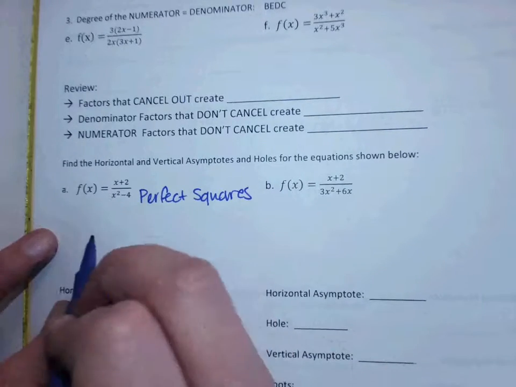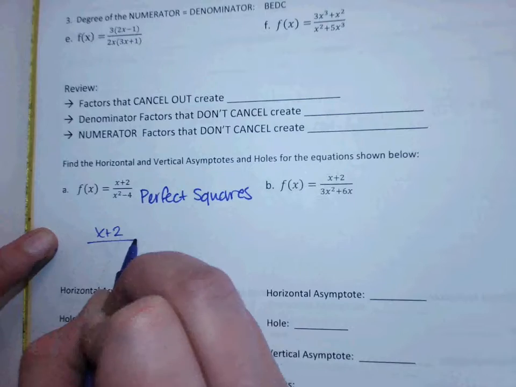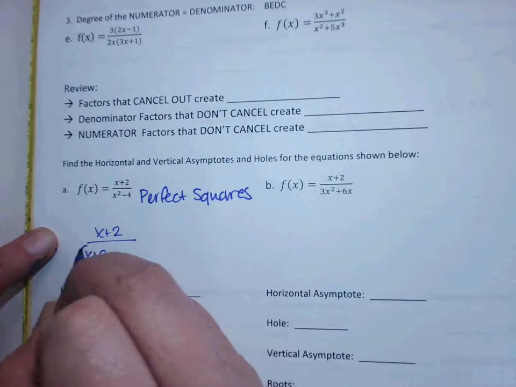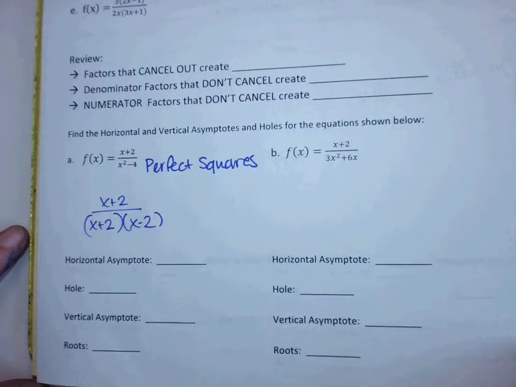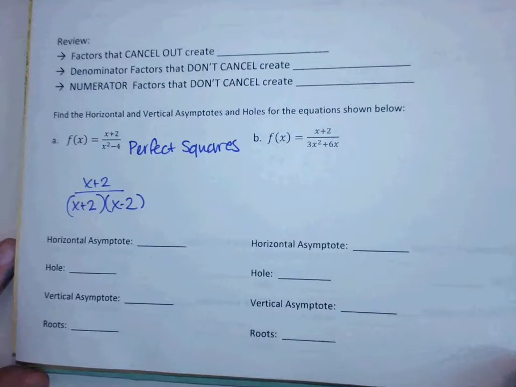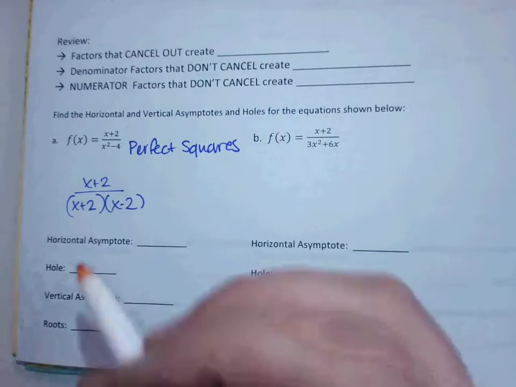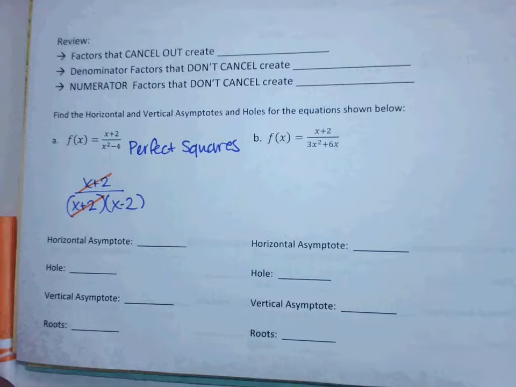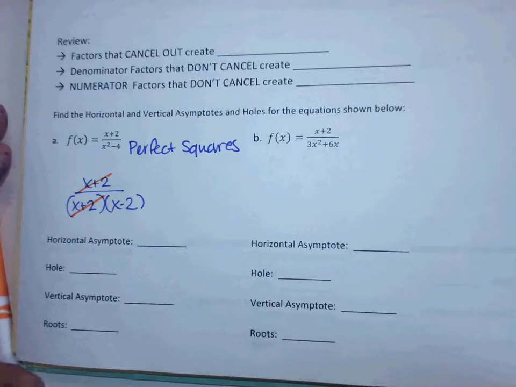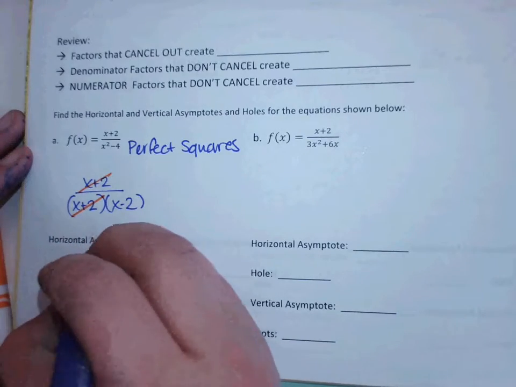Perfect. Okay, so I have x plus 2 on the top. Then I have x plus 2 and x minus 2. Okay, from there, what is going to cancel out? Okay, what does that create in the graph? A hole. Very good. Now, if it's an x plus 2 that cancels out, what is x going to equal where the hole is? Negative 2.